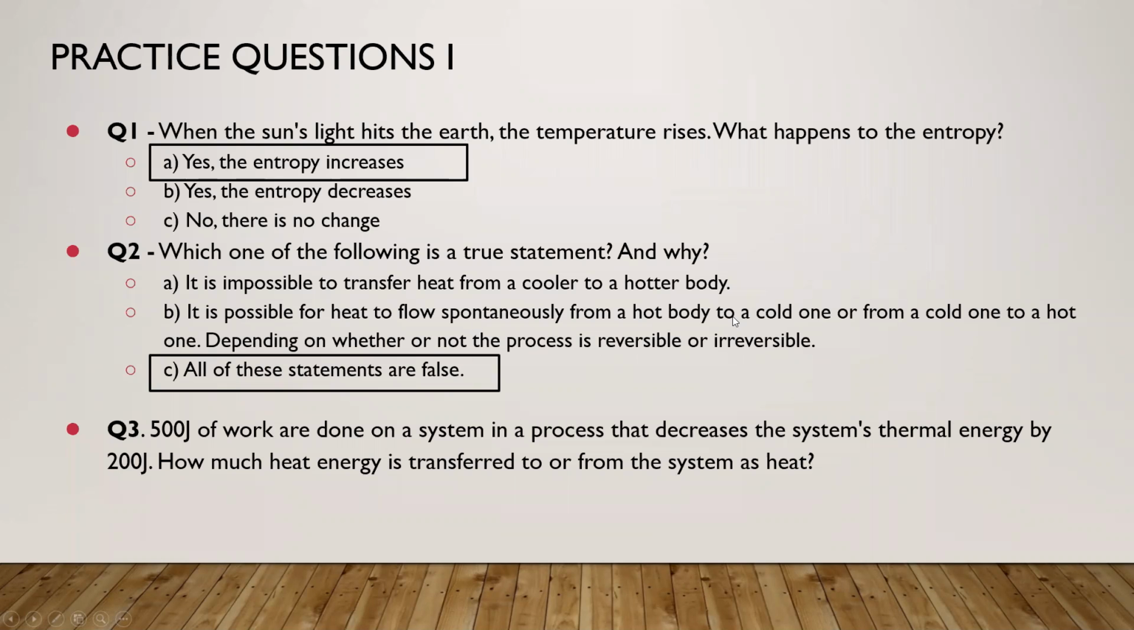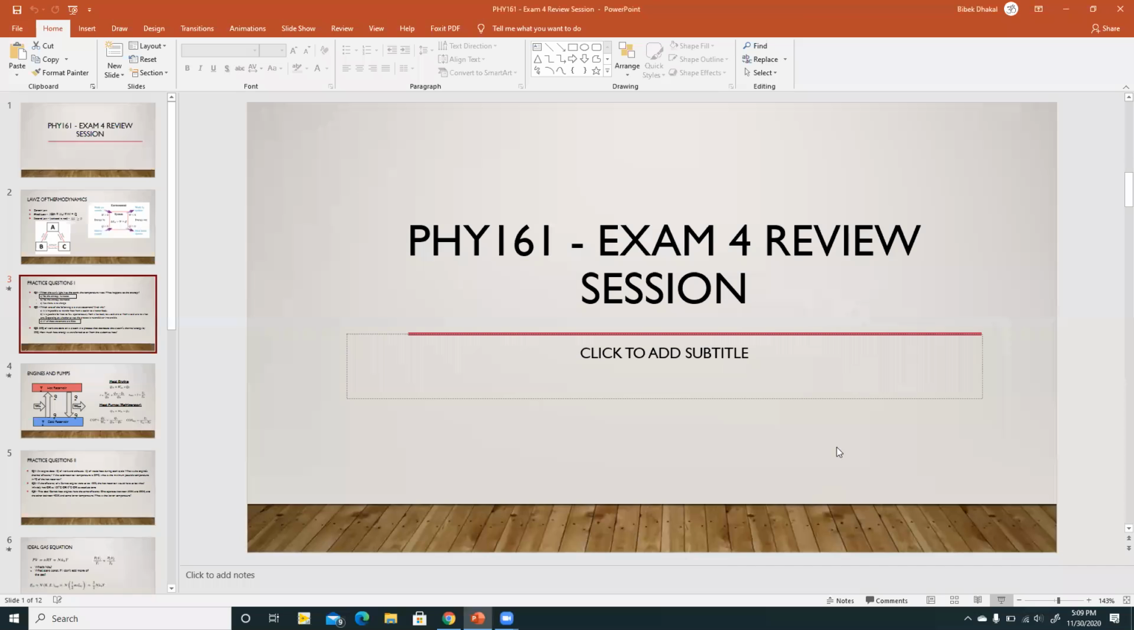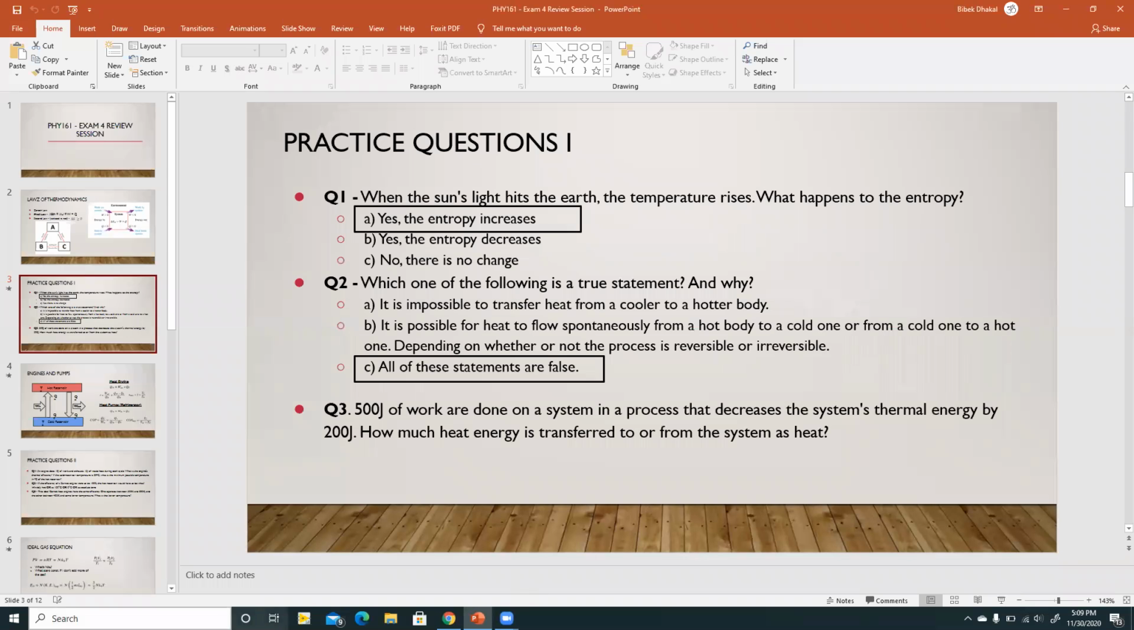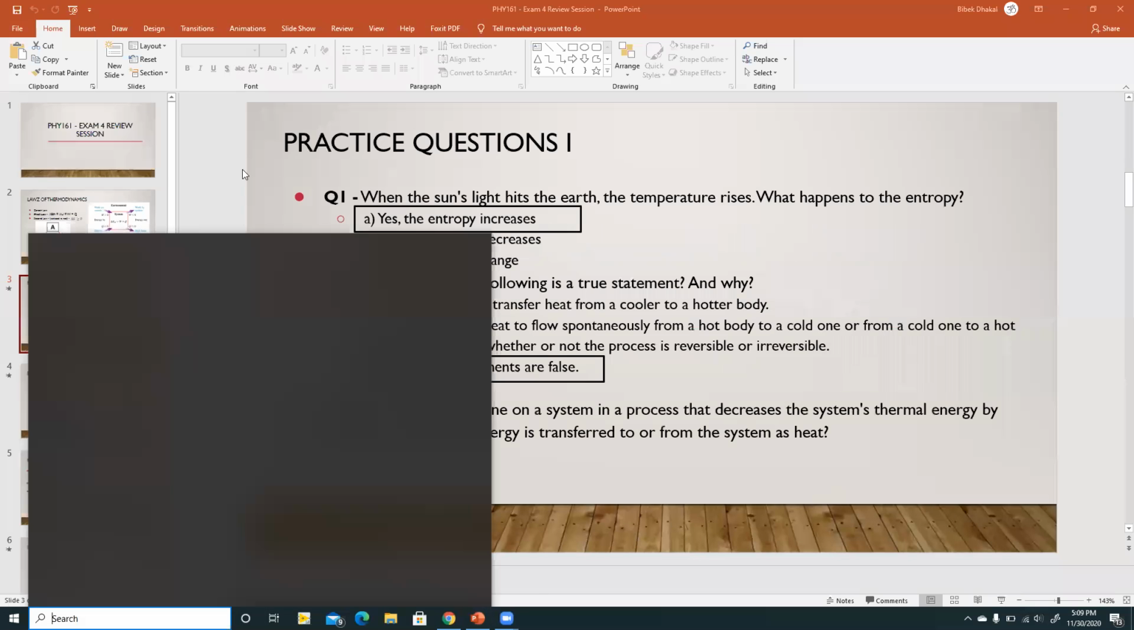Okay. So let's solve problem number 3. You have 500 joules of work done on a system in a process that decreases the system's thermal energy by 200 joules. How much heat energy is transferred? Is there any question? Okay. So let me turn on my OneNote.